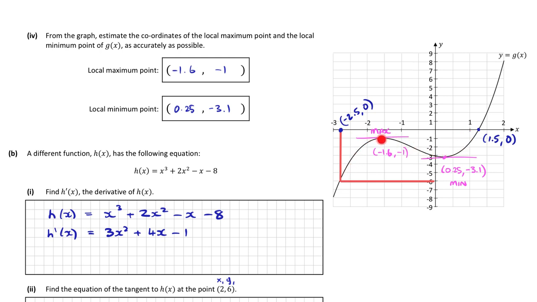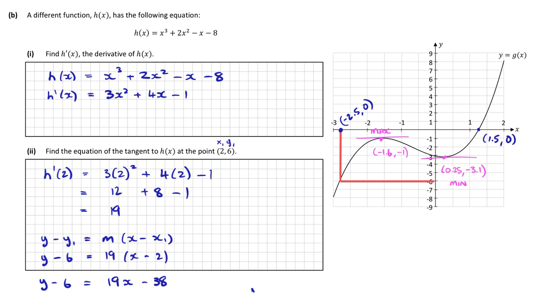We can see here that the maximum turning point is going to be negative 1.6 and negative 1, because it's negative 1.6 on our x-axis, negative 1 on our y. And our local minimum is going to be just here, which I've put down to be 0.25 and negative 3.1. So it's just past 3, so negative 3.1. And that brings us on to part B.